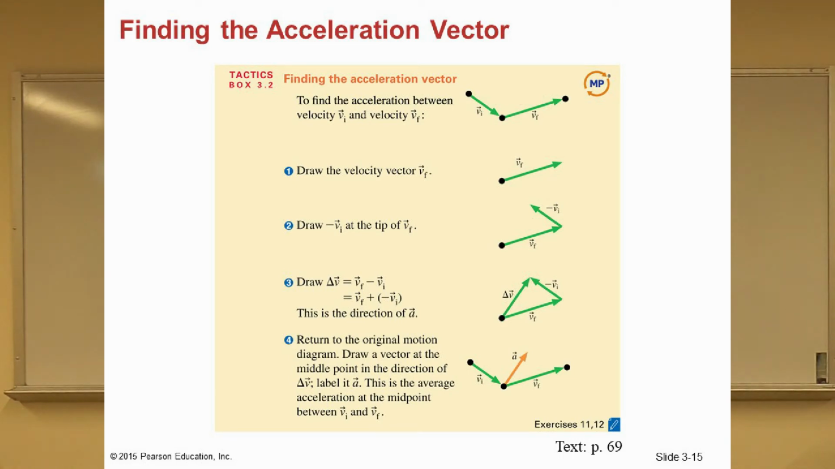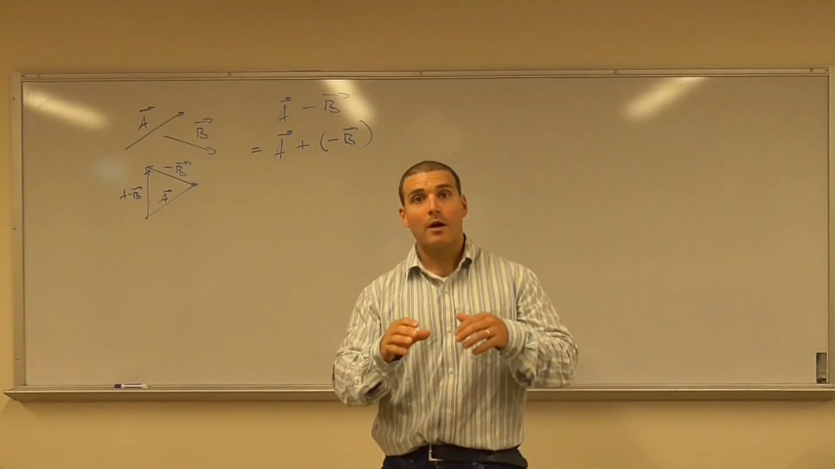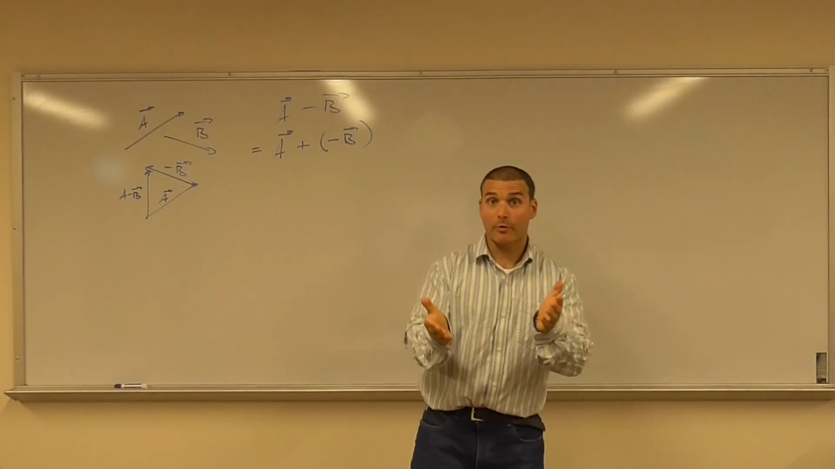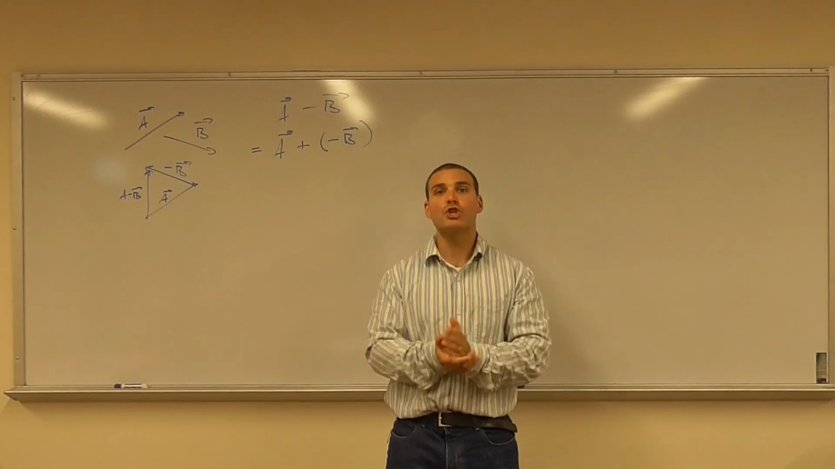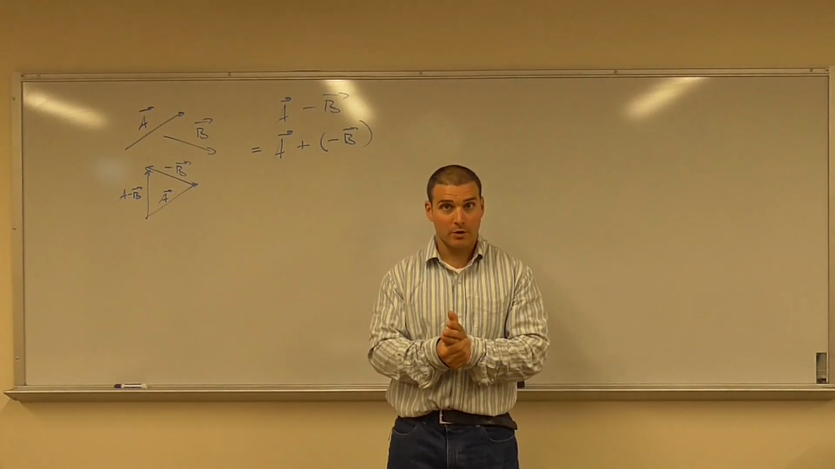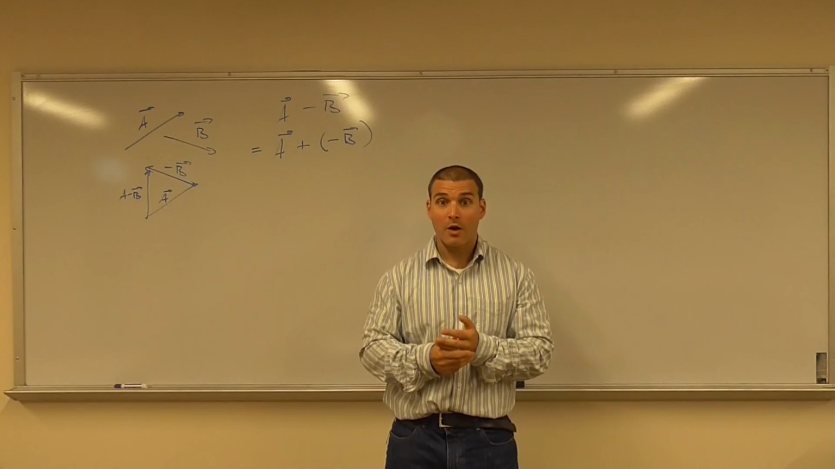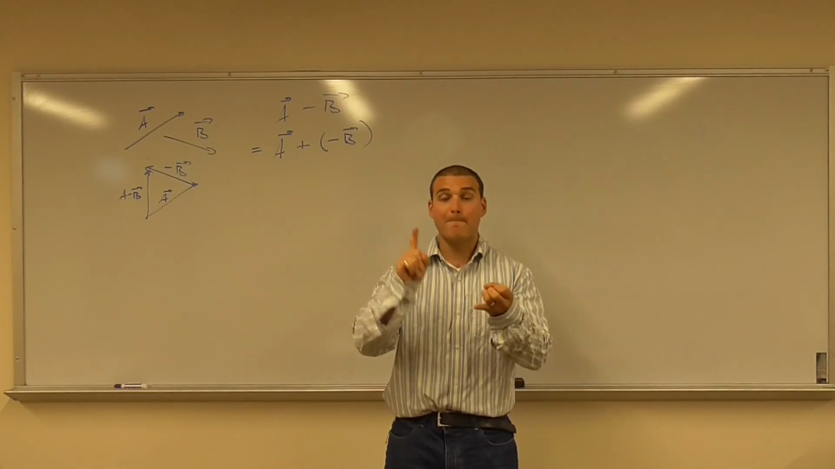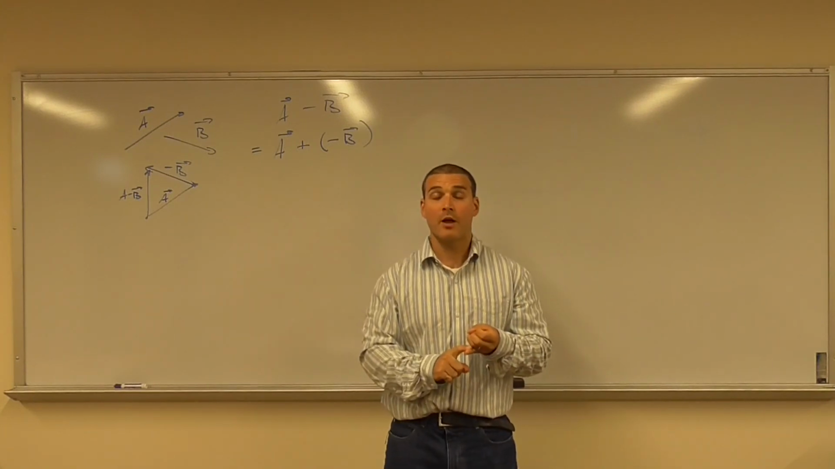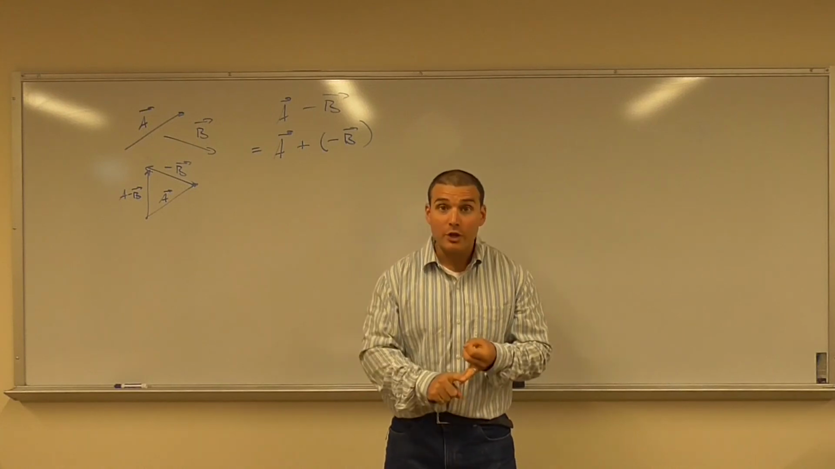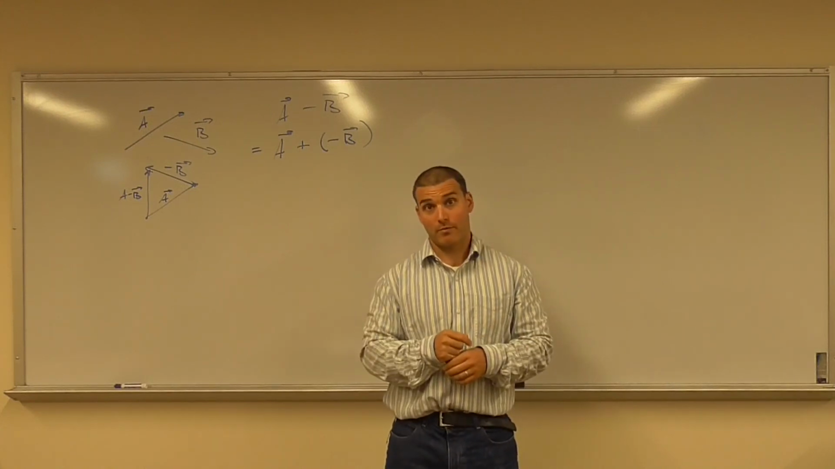The acceleration points in the direction of delta V. Okay? I'd have to scale it by 1 over delta t, but the point is, the acceleration points in the same direction as delta V. Now, when you're working with acceleration, don't forget, it's the change in the velocity vector, which means that the acceleration represents a change in magnitude of the velocity, a change in direction, or possibly both.